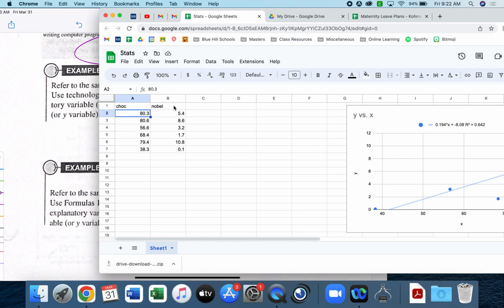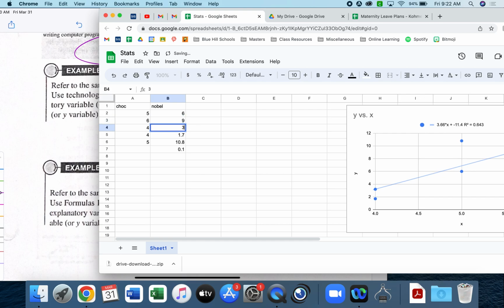Okay, let's go back to the table. These were the smaller numbers. My chocolate numbers were 5, 6, 4, 4, and 5, and delete that bottom one. My other ones were 6, 9, 3, 2, and 11, and delete that bottom number. Okay, so it spit out this for me.